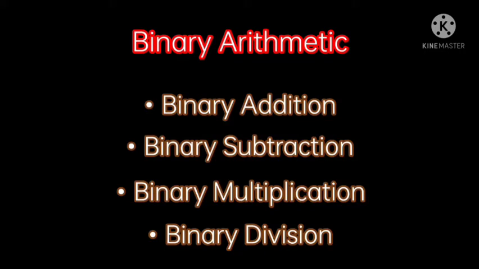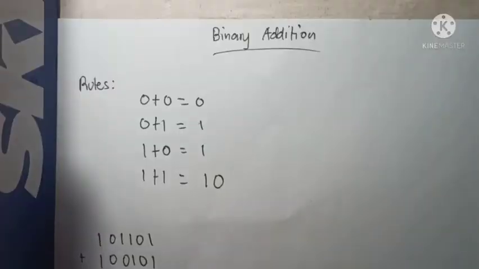We will discuss binary arithmetic operations. We have binary addition, binary subtraction, binary multiplication, and binary division. Binary addition can be performed by using the following rules.